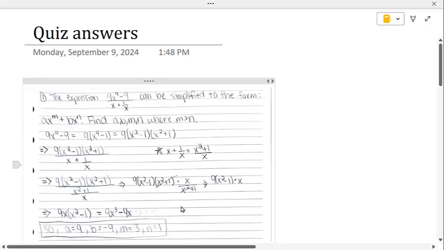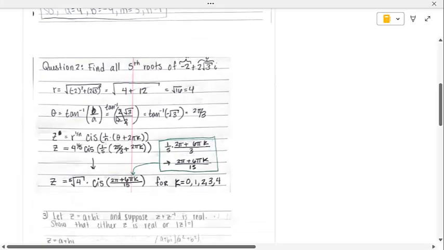Now, one person set this equal to ax to the m plus bx to the n and tried to find a and b, and that's actually a correct method. The person made an algebra mistake, but you could just set this equal to ax to the n plus bx to the n and try to solve for a and b. That was an interesting method.